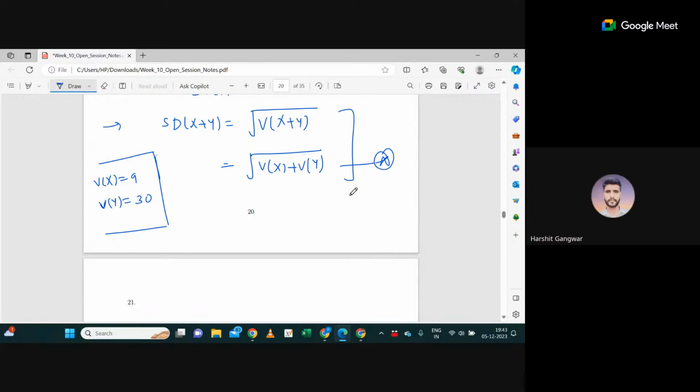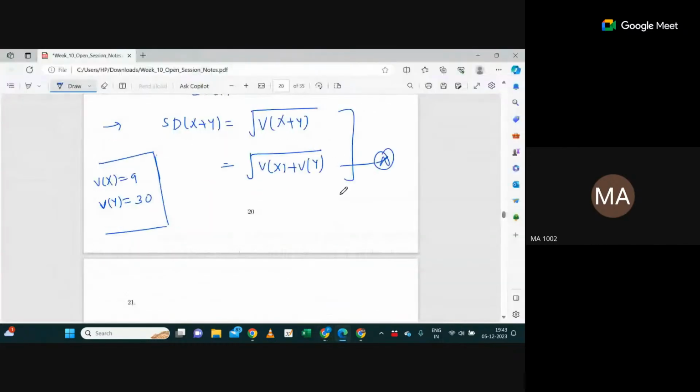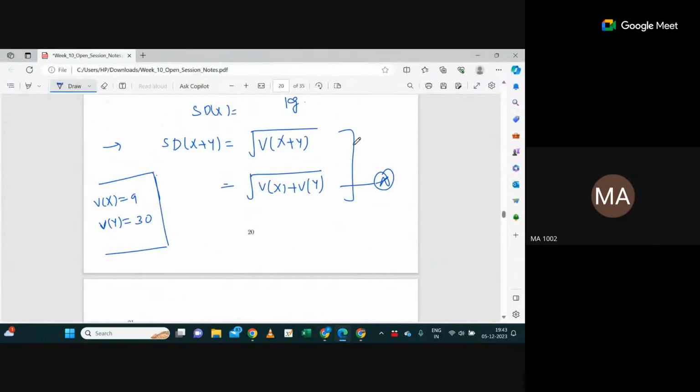First of all, standard deviation of x plus y is equal to 3. That's correct, I think 3 is the correct answer. Let's discuss this. First of all, tell me this step is fine, right? What we have to calculate.